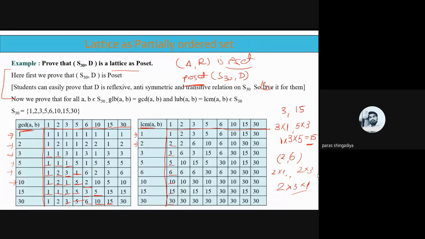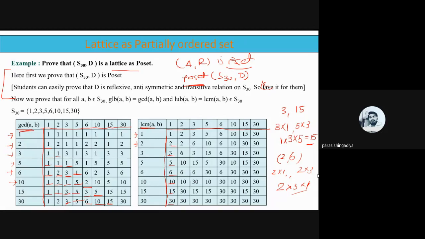Then 2 with 10, the answer is 10. 2 into 1 and 5 into 2. So 5 into 2 into 1, that is 10. Then 2 with 15, the LCM of 2 and 15. So 2 into 1 and 1 into 15. Okay. So the answer will be 15 into 2 into 1. Clear? All values are used only once there. So the answer is 30, and 2 with 30, the LCM of 2 and 30. 2 into 1 and 15 into 2. So minimize the 2, okay. 15 into 2 into 1. So the answer is 30.